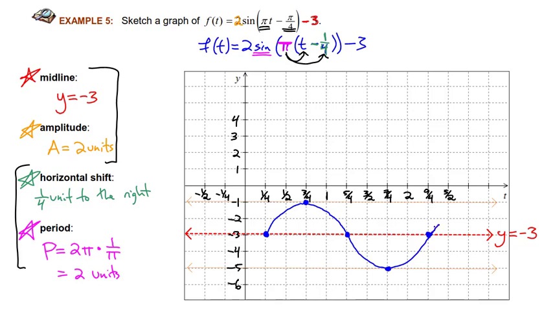And then one last thing we want to make sure we do is draw arrows on the ends of our graph to impress on our readers that this graph doesn't end at those solid dots. Instead, it has a domain of all real numbers, so it continues forever in both directions.